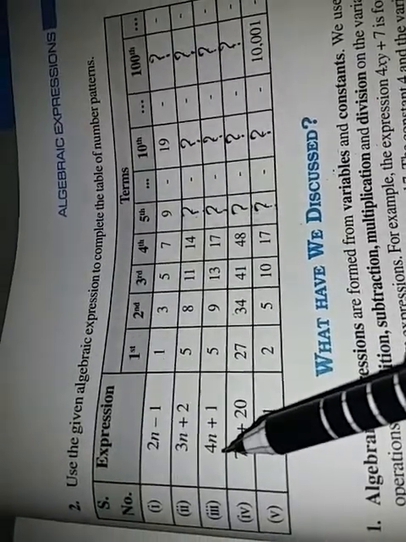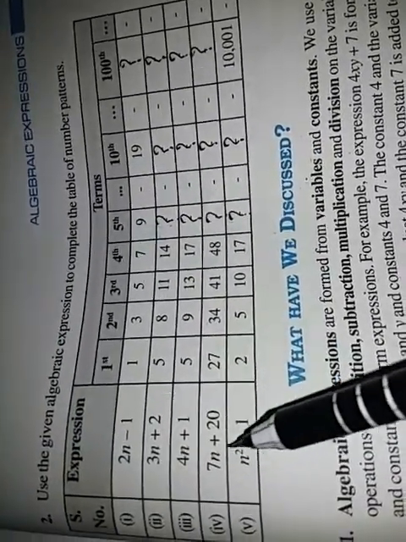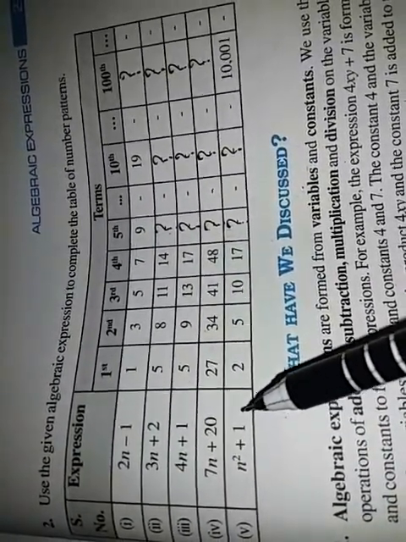Similarly, find the value of 4n plus 1 if n is equal to 5, 10 and 100. Then find the value of 7n plus 20 if n is equal to 5, 10 and 100. And at last, find the value of n square plus 1 if n is equal to 5 and 10. Now see the solution.